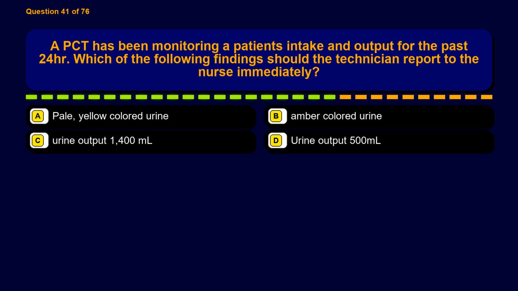Which of the following findings should the technician report to the nurse immediately? Option A, pale, yellow-colored urine. Option B, amber-colored urine. Option C, urine output 1,400 ml. Option D, urine output 500 ml.